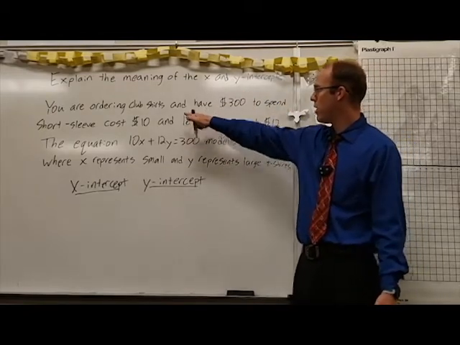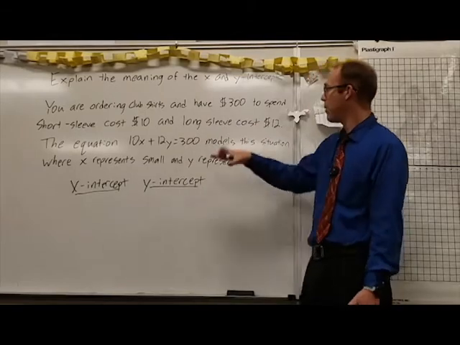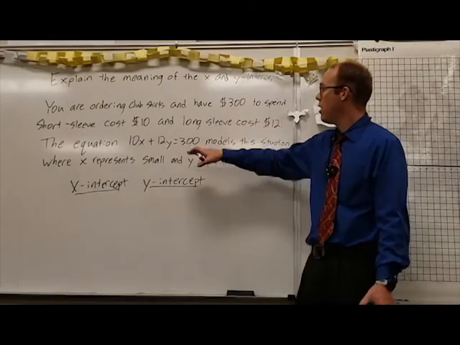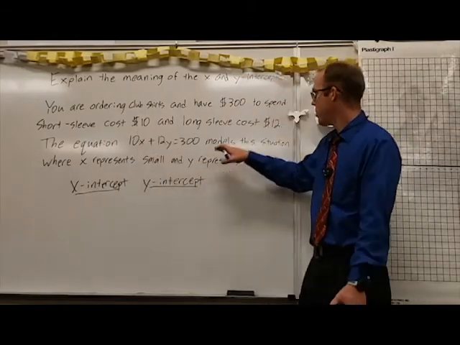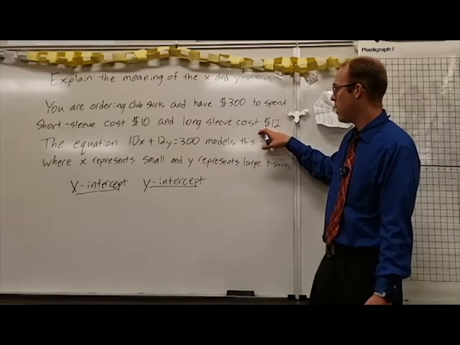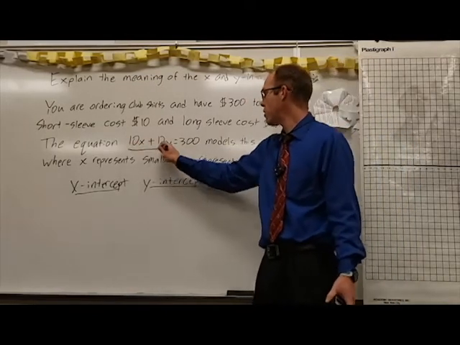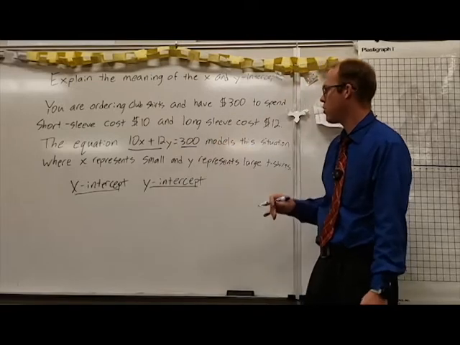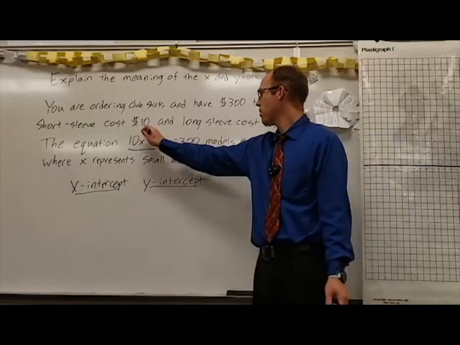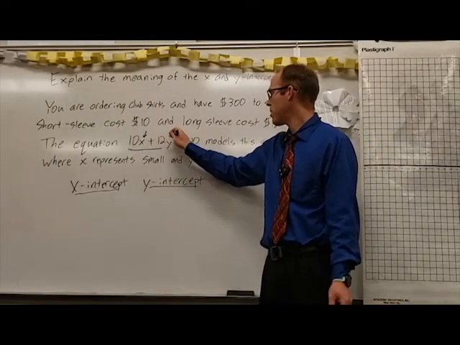So the situation is that you're ordering shirts for your club. You have $300 to spend. Short sleeve shirts cost $10, long sleeve shirts cost $12, and this equation shows you or models the situation. X represents small t-shirts and Y represents large t-shirts.